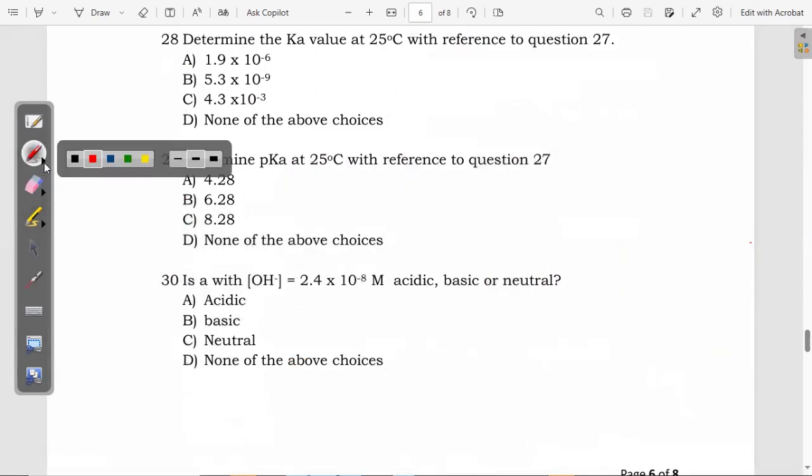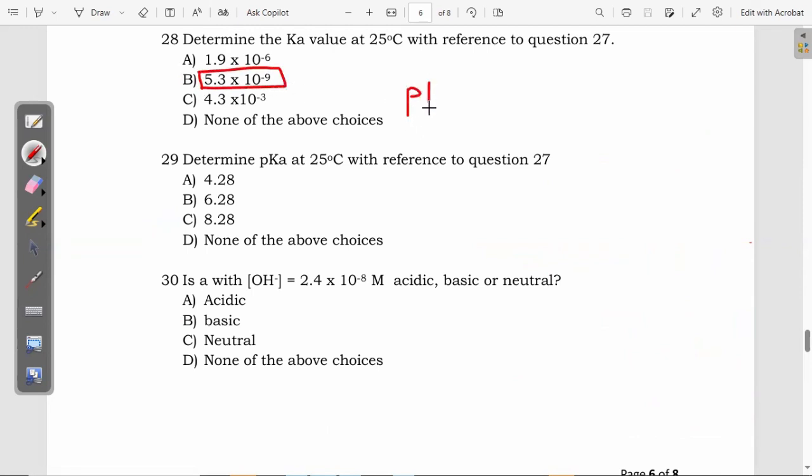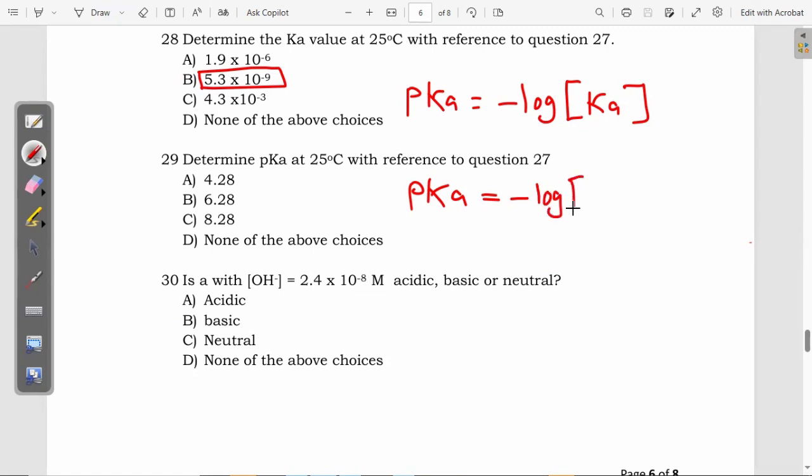Okay, and then 29. Determine pKa at 25 degrees Celsius with reference to question 27. So we found that the Ka value was this, right? So the pKa is equal to minus log of the Ka value that we found. So 5.3 times 10 to the power minus 9 like this.